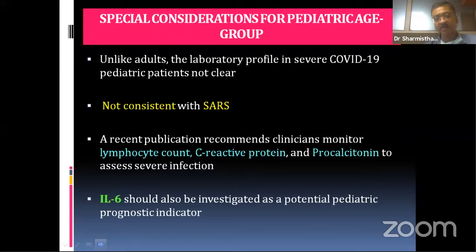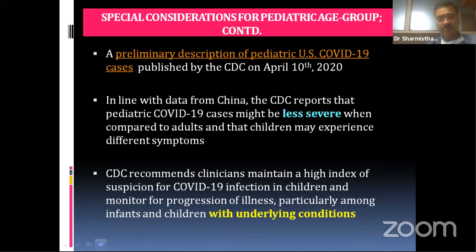Now, this is for the pediatric age group. Unlike adults, the laboratory profile in severe COVID-19 pediatric patients is not very clear, and not consistent with SARS. A recent publication recommends clinicians monitor lymphocyte count, C-reactive protein, and procalcitonin to assess severe infection. IL-6 should be considered for investigation as a potential pediatric prognostic indicator like in adults. And a preliminary description of pediatric cases has already been published in CBC.